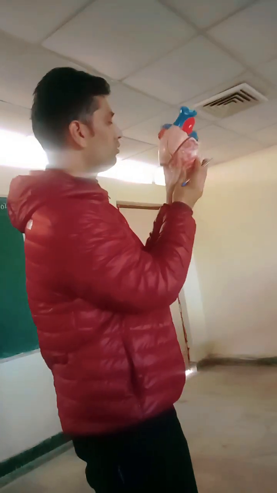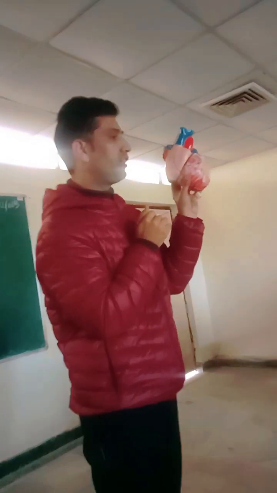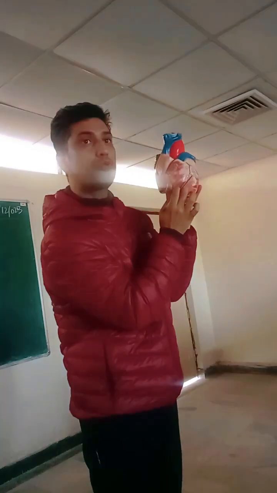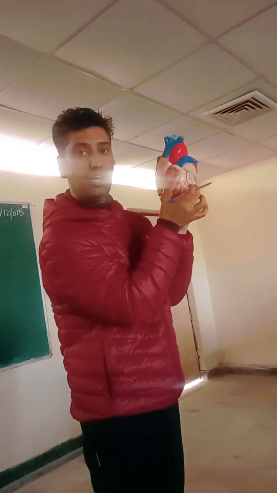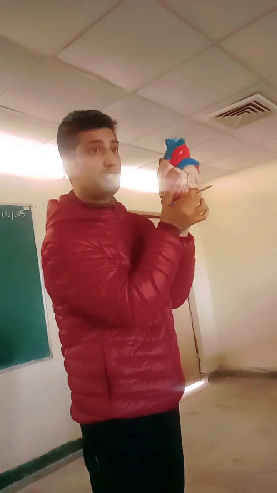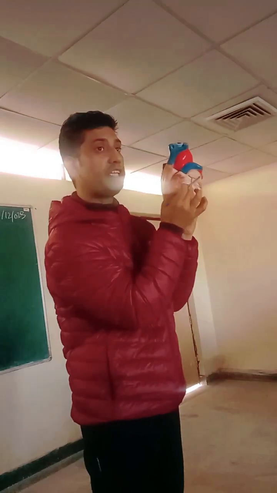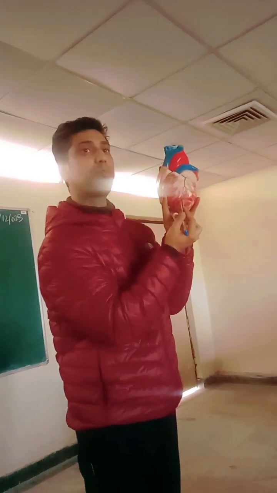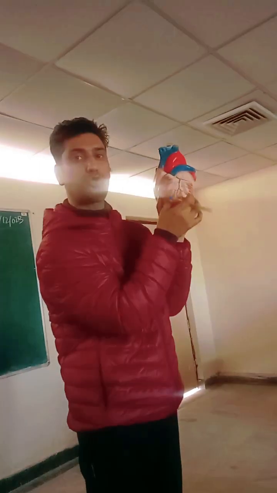One more depression. Are you able to find one more depression on the heart? Here, between the ventricles. It is between the ventricles, so it is known as the interventricular sulcus. What is the purpose of the interventricular sulcus? It just separates the two ventricles.